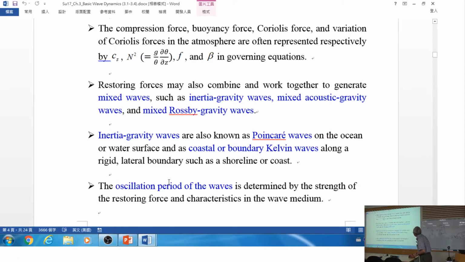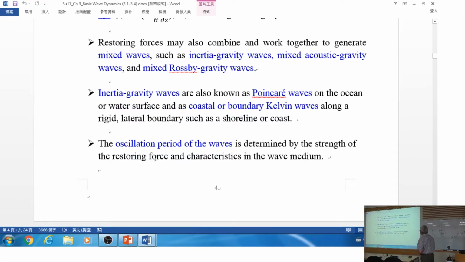And in the ocean, they can be coastal or boundary Kelvin waves, and that is part of these inertial gravity waves. And the oscillation period of the waves is determined by the strength of the restoring force and the characteristics of the wave medium, as I mentioned earlier.